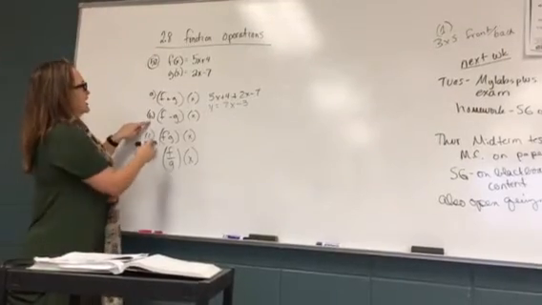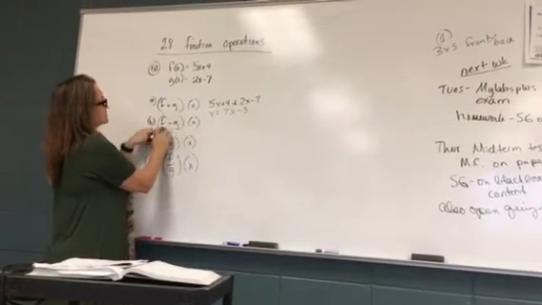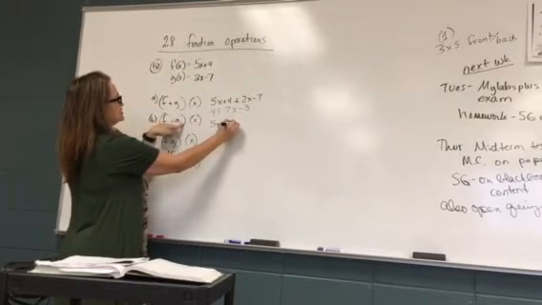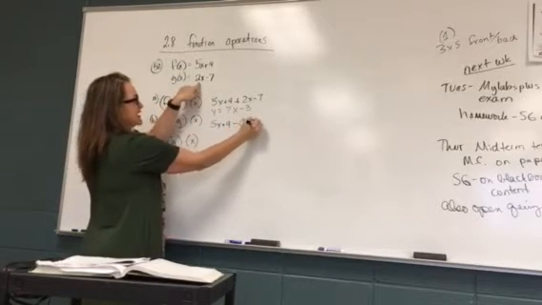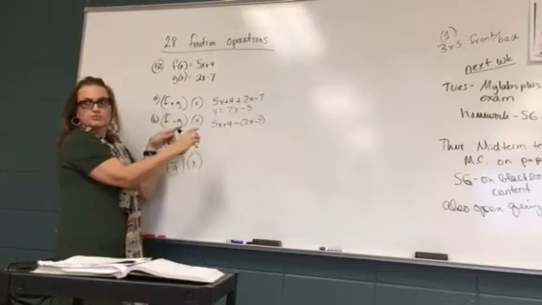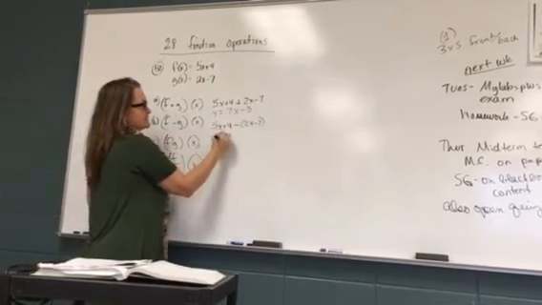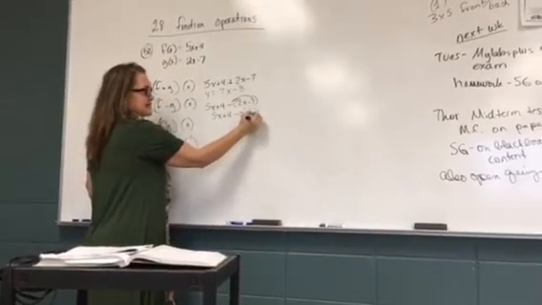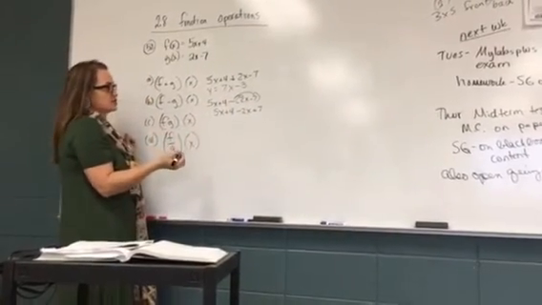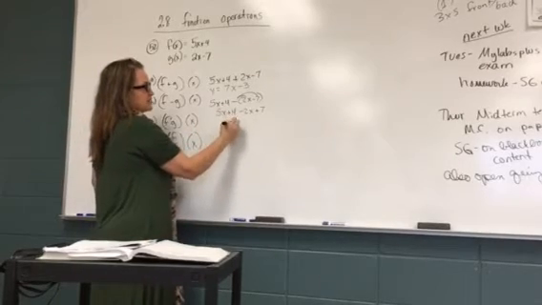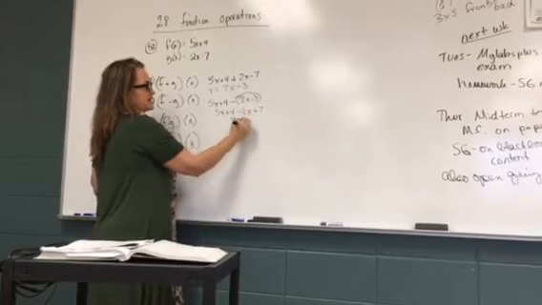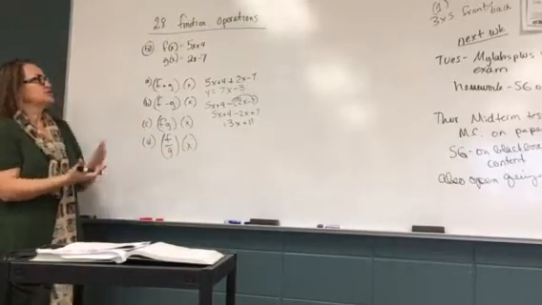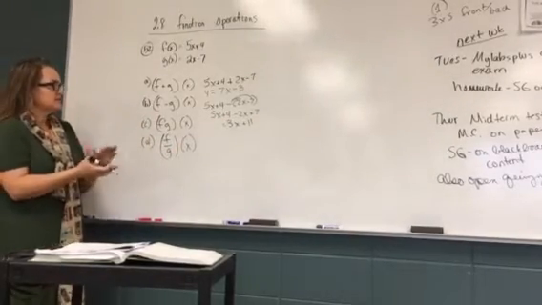In B part, we're asked to subtract the functions. Function f, the 5x plus 4, minus function g. So I will need to parenthesize that to make sure I distribute my subtract. So 5x plus 4, subtract 2x minus 7, and then combine your like terms. I'll have 5x minus 2x is 3x, and 4 and 7 is 11. So that's just adding or subtracting the functions.